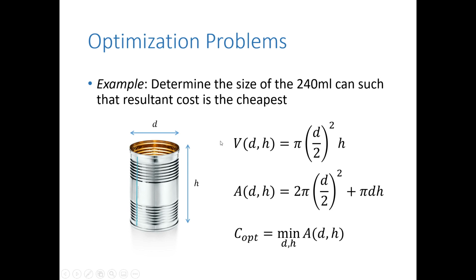So genetic algorithm can be used to solve optimization problems such as this. We can use the algorithm to find the best values of D and H such that A is minimized, or the cost.